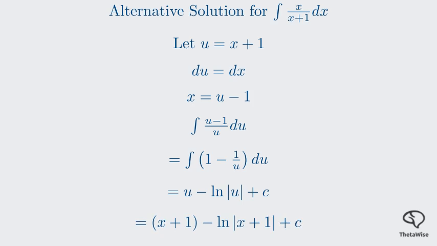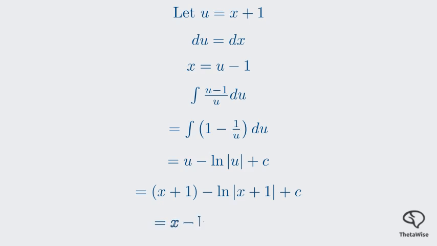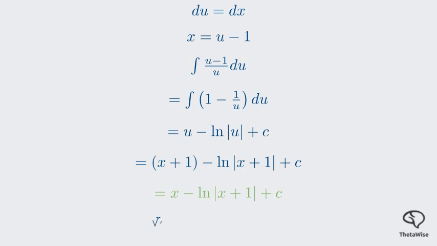Looking closely at this expression, we have a constant 1 next to the c. Since c represents an arbitrary constant, we can absorb the 1 into c. The quantity 1 plus c is just another constant, which we can still call c. This is why our final answer is x minus the natural logarithm of the absolute value of x plus 1 plus c. Verified again, and this demonstrates that substitution can be a valid alternative to long division in these cases.